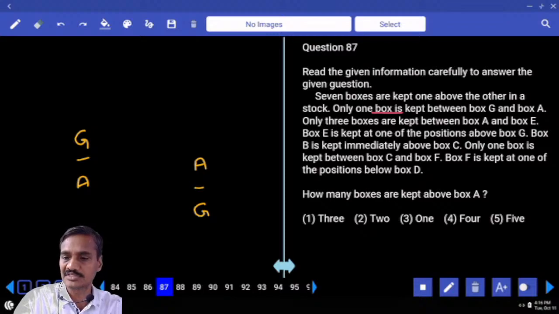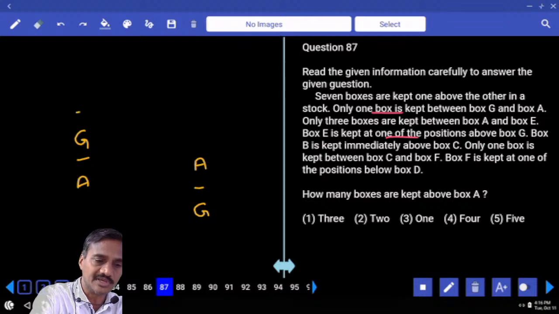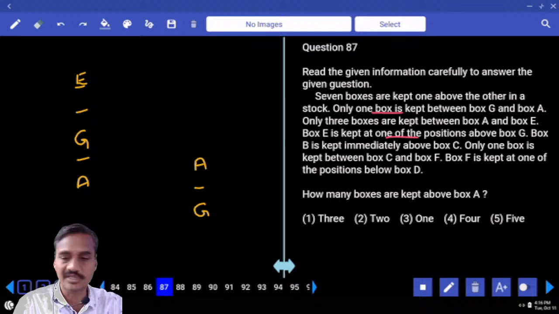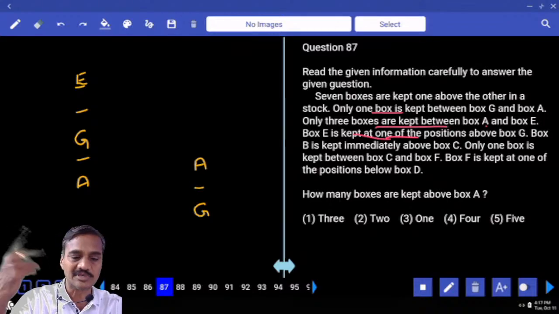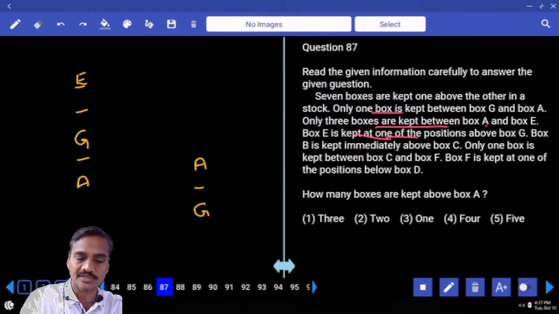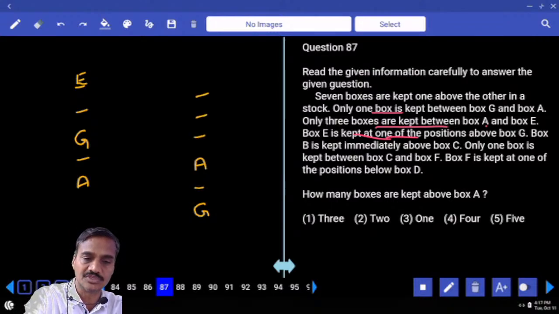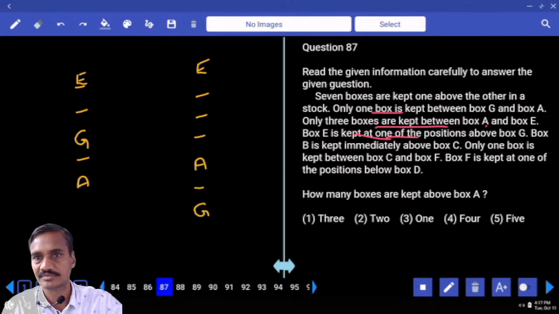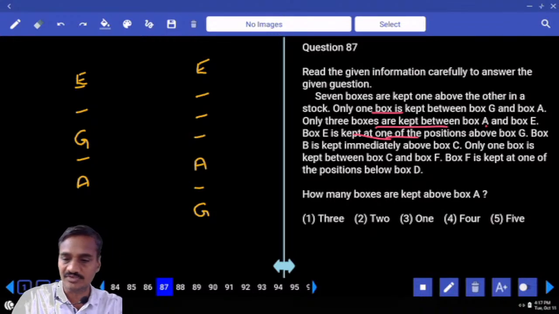And E is kept at one of the boxes above G అన్నాడు. And 3 in between A and E must be at this place. మరి సరిపోయిందా? ఏకి ఈకి మధ్య ఎన్ని బాక్సెస్ ఉండాలి? 3 boxes. And E is kept at one of the boxes above G. And 3 boxes between A and E, 1, 2, 3, E is at this place. Now in the second case, 7 boxes were filled. And in the first case, only 5 were there.